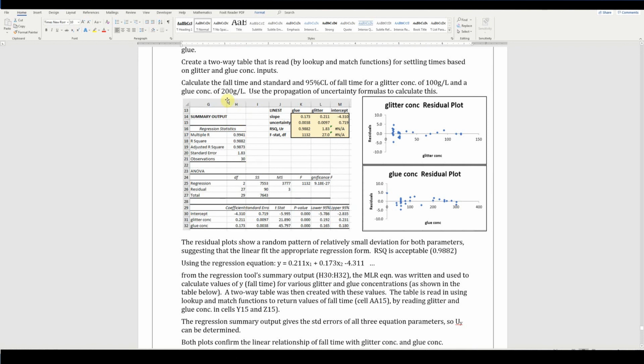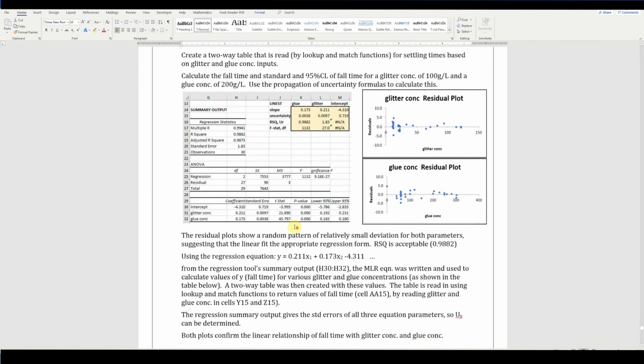This is Analysis Toolpak. Here are the intercept and its standard uncertainty. Here's the glitter concentration and its standard uncertainty, and here's the glue concentration, its standard uncertainty, 0.038, 0.097, 0.719. So we'll go back and look at that again.